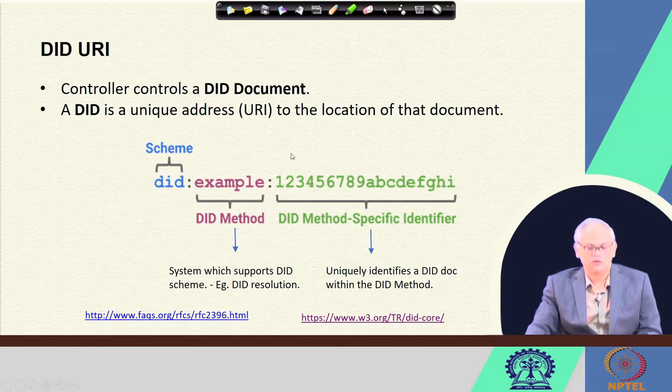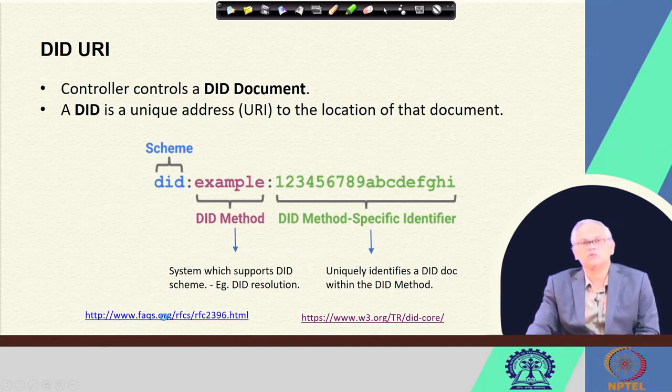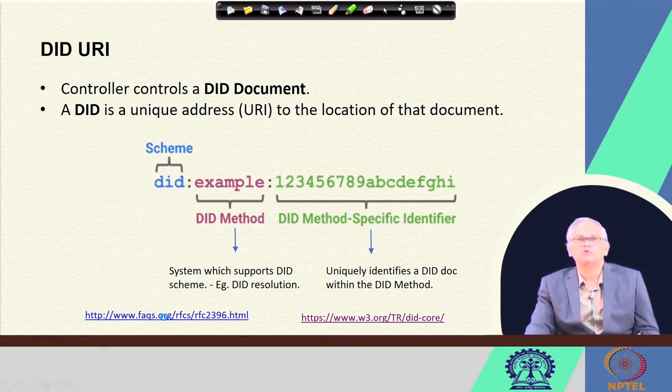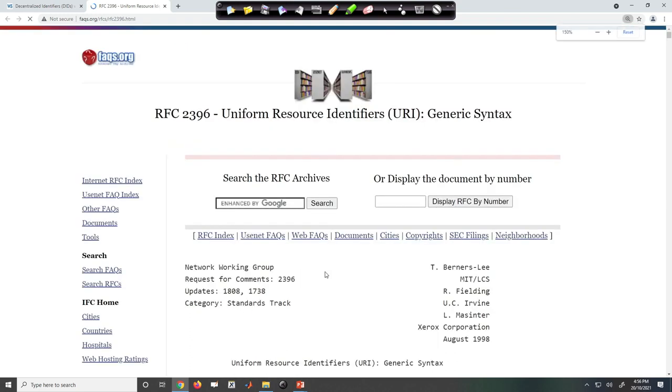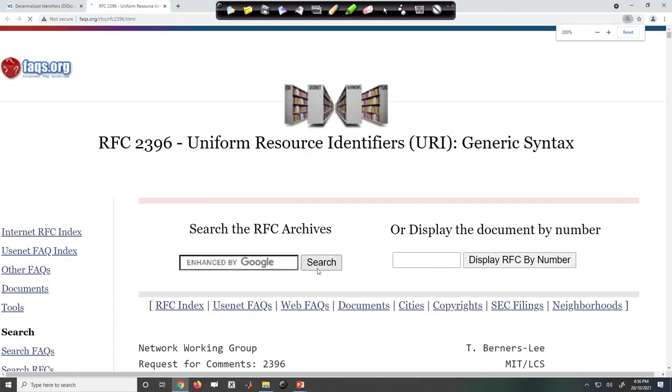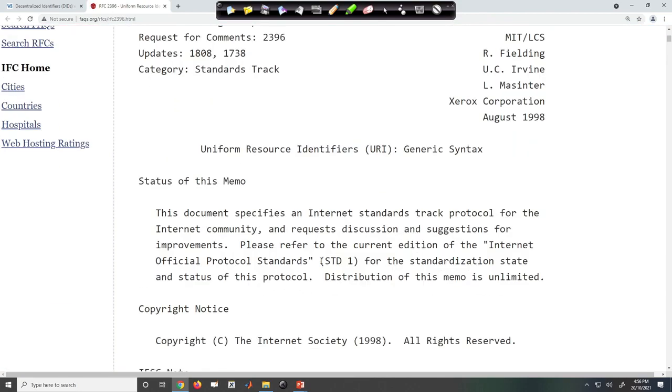So, you might be wondering what is URI and so on. You can go through this particular website also. This URI is an RFC. You can take a look at this RFC, where you will get more details about what is meant by URIs and so on. You can see this is RFC 2396, and it has all the syntax and all the details about different versions.